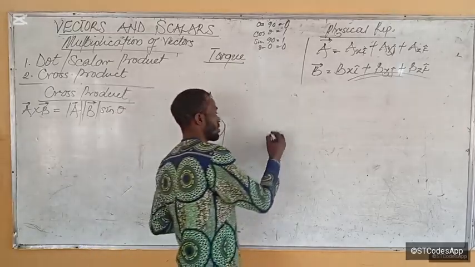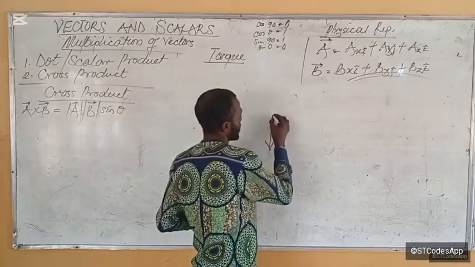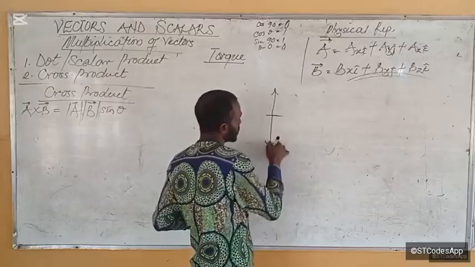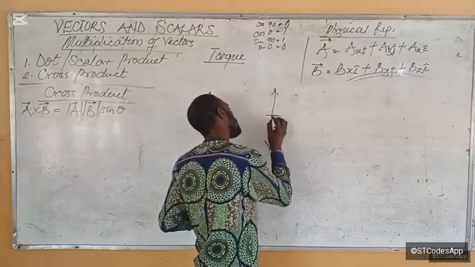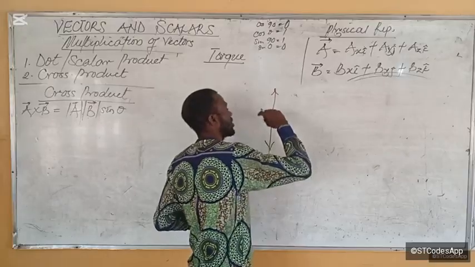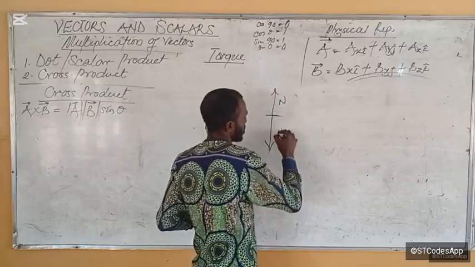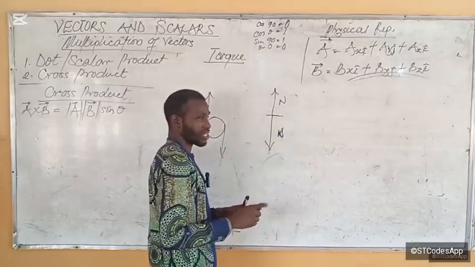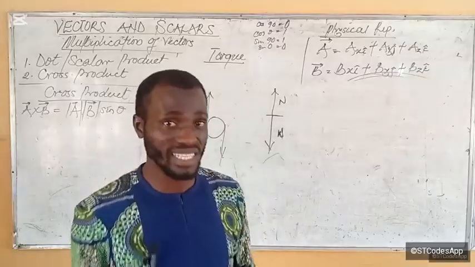Your weight and normal reaction. Your weight is acting between your leg and the ground. Your normal reaction is acting between the ground and your body back. So normal reaction and weight, they are collinear, so they cancel out. So that's why you are not rotating. You are able to stand.